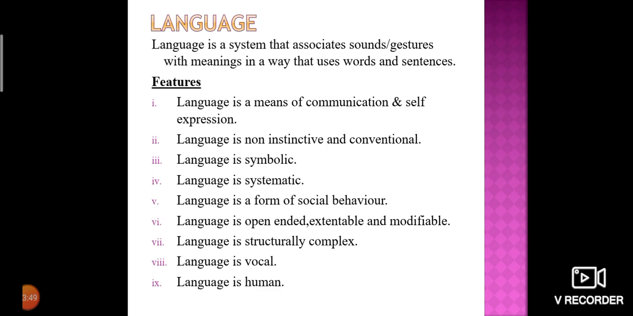Next feature is language which is open-ended, extendable and modifiable. Language is open-ended. Alright, it is not a closed system. And you can definitely give any modifications or any changes to certain sentences. It is extendable, you can extend it and you can modify it. Anyway, it is an open-ended system. So basically, language is not closed-ended, it is open-ended, extendable and modifiable.